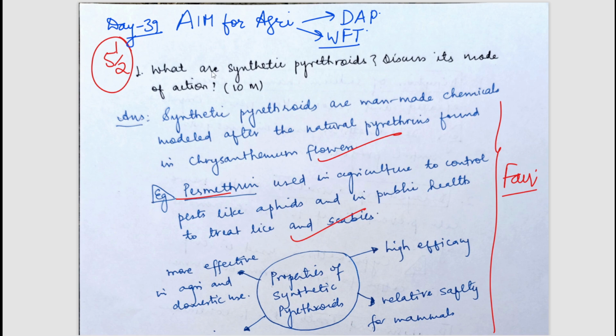So let's start. The first question is, what are synthetic pyrethroids and discuss their mode of action. So what are synthetic pyrethroids? These are man-made chemicals, as the word suggests. Synthetic only means man-made, modeled after the natural pyrethrins formed by the chrysanthemum flower, although many of them are formed in other flowers also. But yes, they are man-made chemicals modeled after the natural pyrethrins. That is why they are known as synthetic pyrethrins or synthetic pyrethroids, and examples have been mentioned.